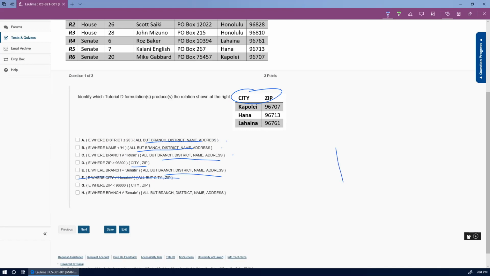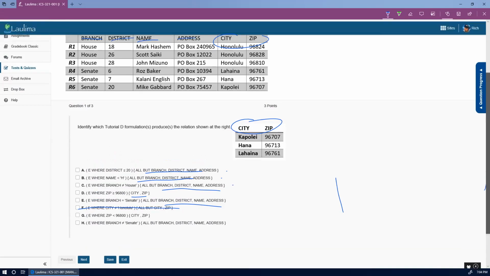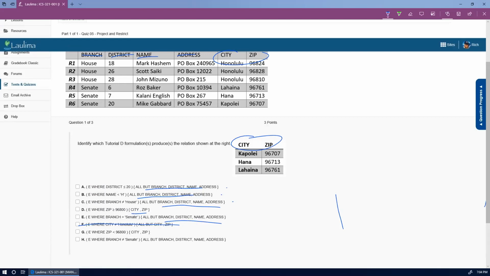These are Kapolei, Hana, and Lahaina. It looks like they're all senators, and notice they're all outside of Honolulu, and the zip codes are all 967 zip codes. Okay, so let's take a look at the restrictions.